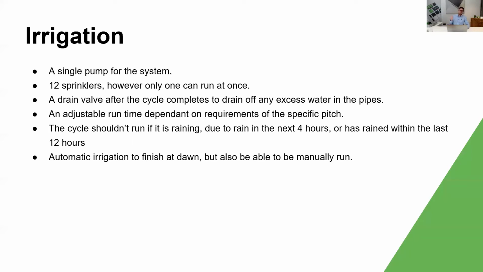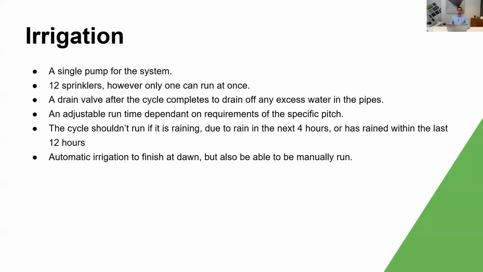The cycle obviously shouldn't run if it's raining. If it's due to rain within the next, say, 4 hours, or it has rained within, say, the last 12 hours, because then you'd be overwatering the pitch. The irrigation should always finish at dawn. So the automatic version of the irrigation finishes at dawn, and that's because it's always better to water anything before the sun comes out, because the sun will come out otherwise, and the water droplets will act like a magnifying glass, and it could damage whatever you've been irrigating.